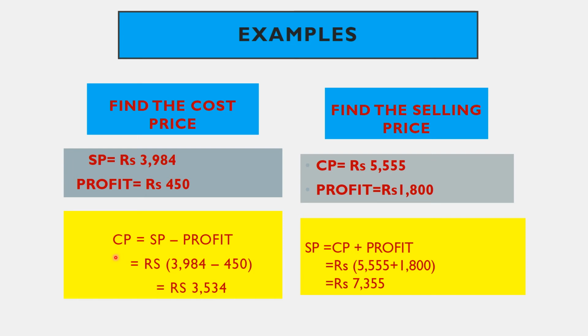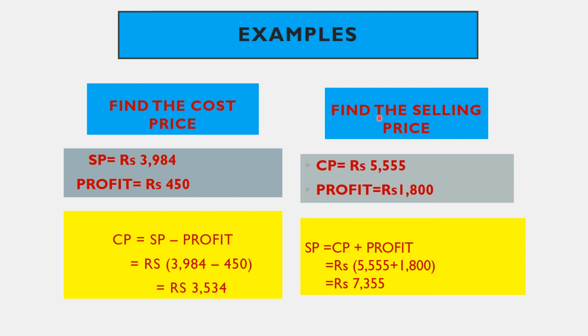So by that formula, profit is equal to SP minus CP. CP is going to the other side. So SP minus profit is cost price. Because cost price is less, you are subtracting something from selling price, then only you get a lesser value. So SP minus profit. On subtracting 3984 minus 450, you get rupees 3534. So the answer is cost price is rupees 3534.